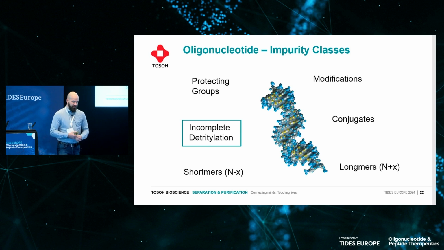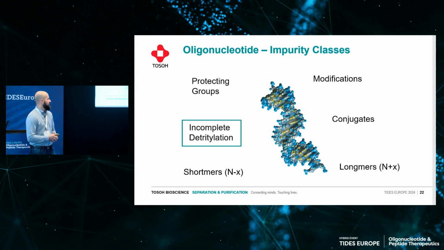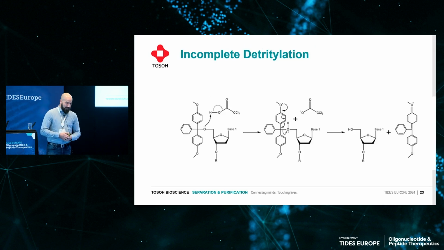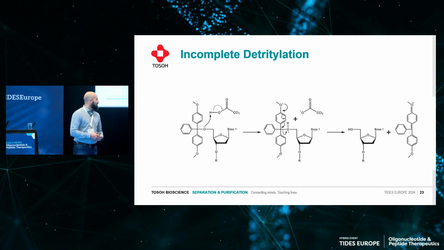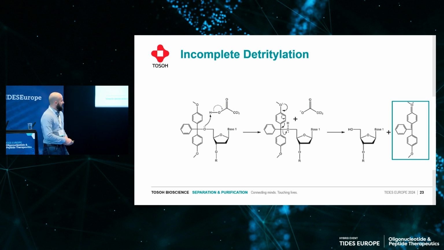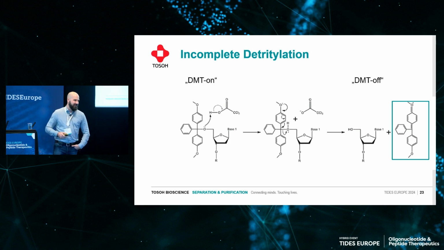Then let's look at the next impurity class, which is the incomplete detritylation and impurities stemming from this. Bear with me, I'm not a chemist, I'm a bioengineer by training, so I don't understand everything in detail about the chemistry of oligonucleotides, but what I understand is if I see these circles, it means it's hydrophobic. So just for the sake of my presentation, everything that I call DMT on is our oligonucleotide with the DMT protection group, and everything that I will be calling DMT off is the oligo where the DMT group is cleaved off.